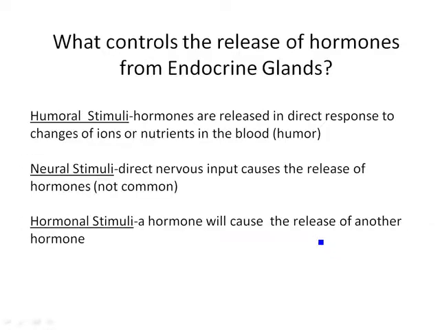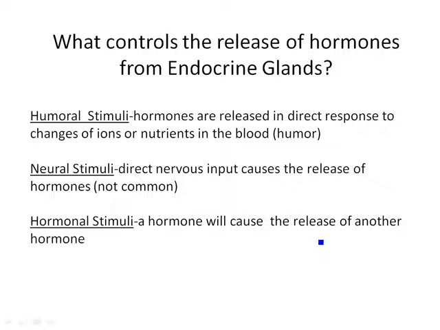All right. Well, what actually controls the release of hormones from endocrine glands? You've got three main ways that they're controlled. You've got humoral stimuli, where a humor, which is nothing more than a body fluid, is what's causing the stimulus. The definition I have here says humors are released in direct response to changes of ions or nutrients in the blood.